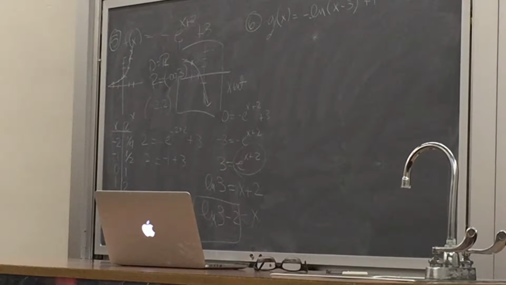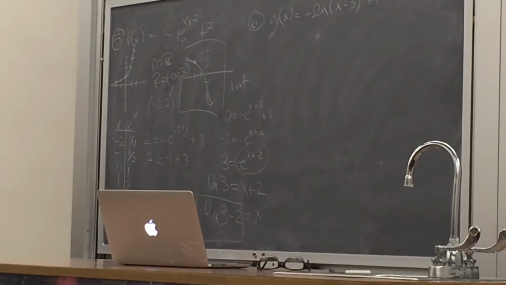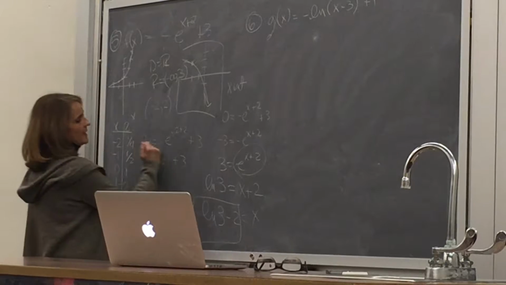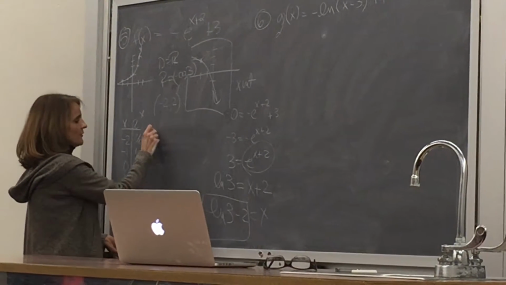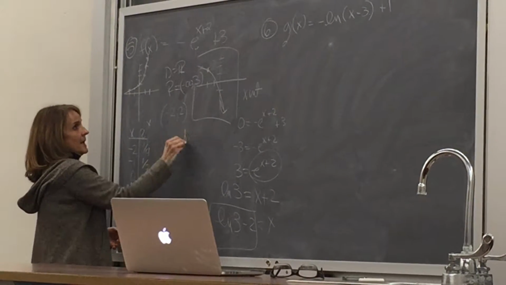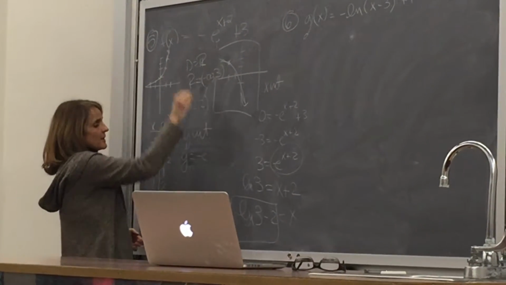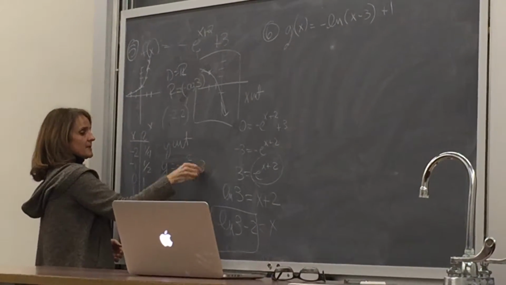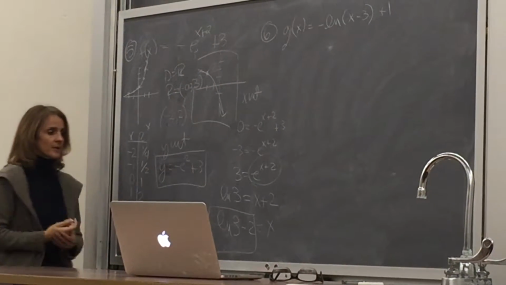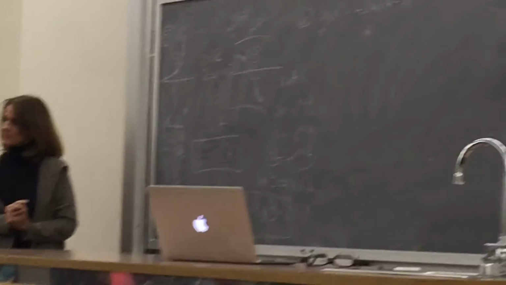Put 0 in for x. So my y-intercept, I'm going to put it up. So for my y-intercept, I put 0 in for my x, so y would equal negative e to the 0 plus 2, plus 3. And there's my y-intercept. Okay, questions?